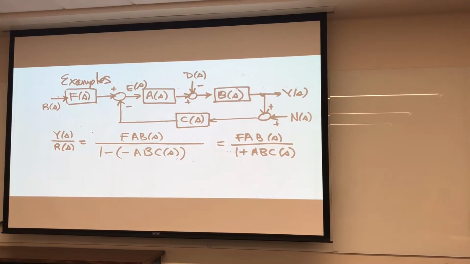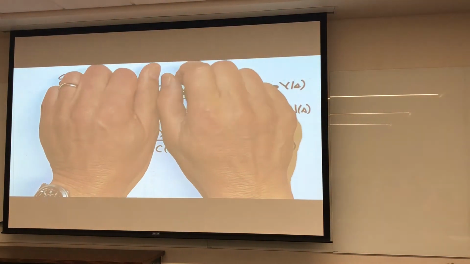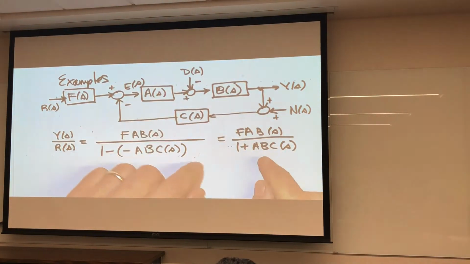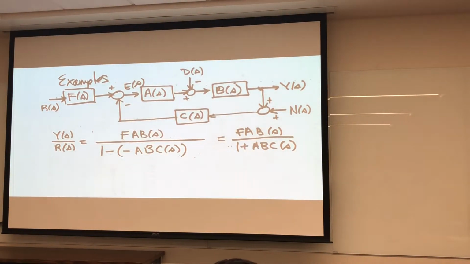That's the model if I say, here's a system under my hands, the input is R and the output is Y, what's the model underneath it? It's FAB divided by 1 plus ABC.